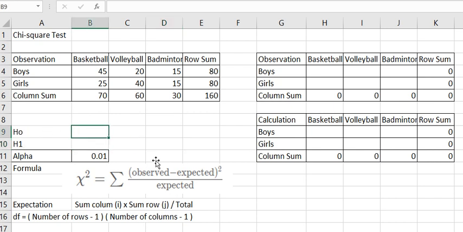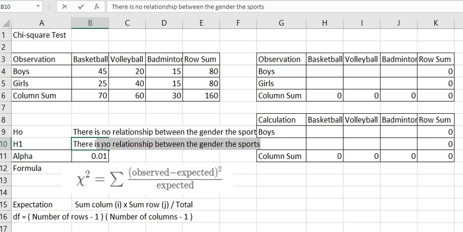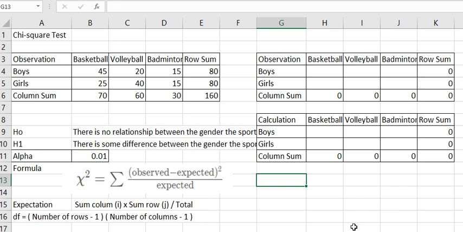So the first one, there is no relationship between the gender and the sport. And the next one, there is some difference between the gender and the sport. And this is the answer.